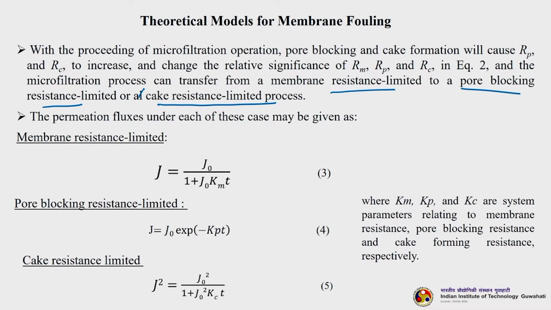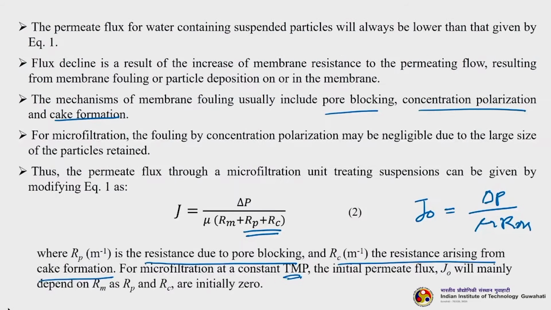I hope you understand this if you look at the earlier equation. Initially, for the clean water flux, we are starting, so Rm will be predominant, and slowly Rp and Rc will come into the picture. When Rm is predominant, then it is a membrane resistance controlled process, that is at the initial stage because the membrane will be clean. Then when solute deposition starts, slowly pore blocking and Rc come in. So, these two will have more impact on the overall process dynamics.